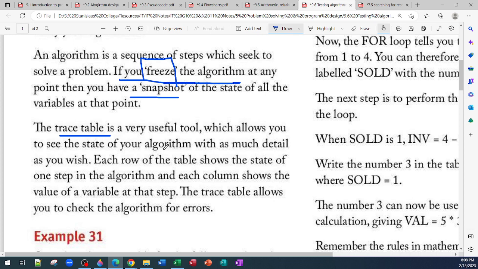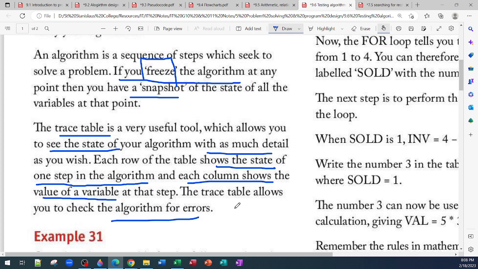Now, the trace table is a very useful tool which allows you to see the state of your algorithm with as much detail as you wish. Each row of the table shows the state of one step in the algorithm, and each column shows the value of the variable at that step. The trace table allows you to check the algorithm for errors. So remember that. They might ask you that question in your exam. What is the purpose of the trace table?